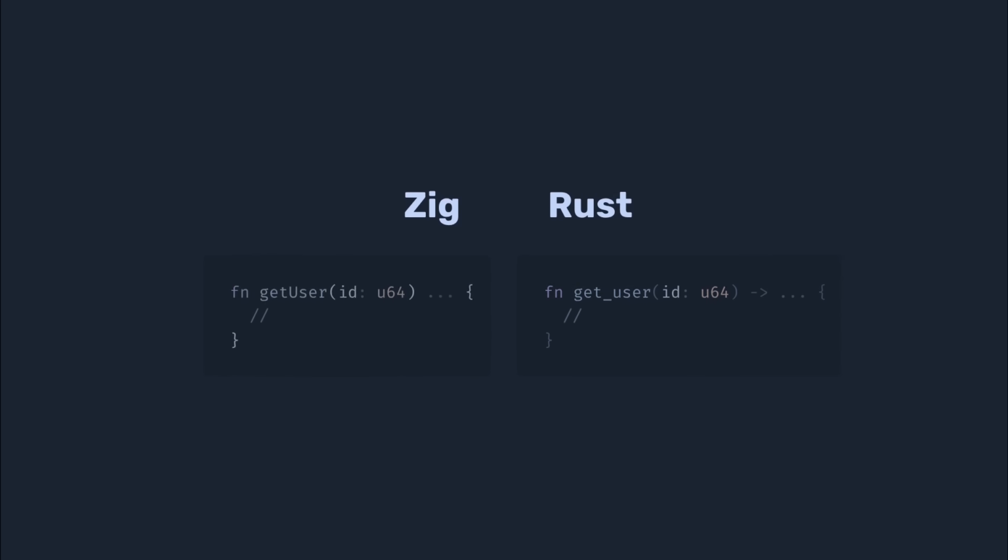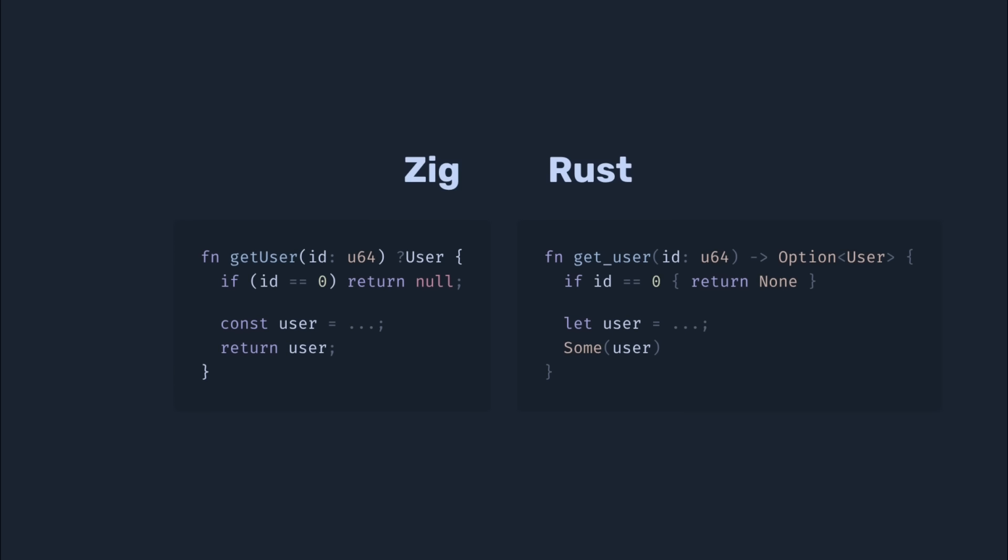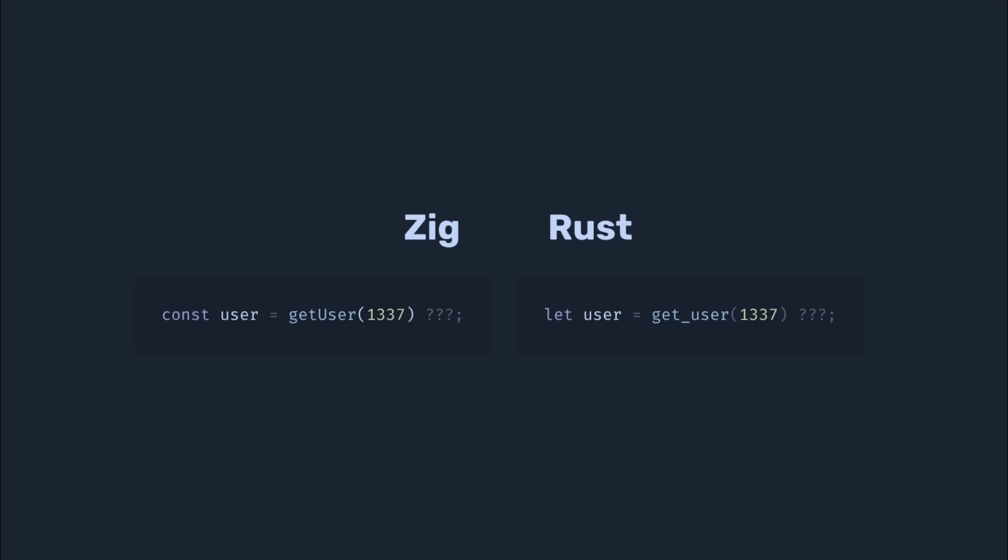Let's say that we have a function returning a user by its ID, and we want the result to be an optional. Functions like this will do the job. It's already a bit different in signature and where we are returning the values. But even if I prefer the Zig version here, it's not a big deal. But now, let's say we want to use this function.